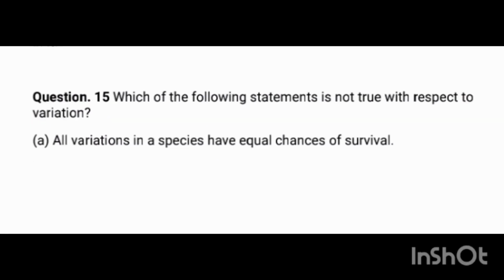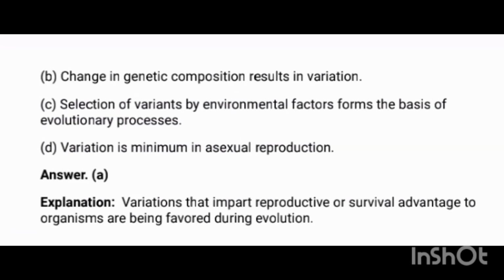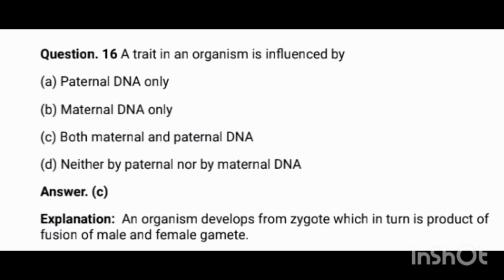Question 15. Which of the following statements is not true with respect to variation? Answer: A. All variations in a species have equal chances of survival. Explanation: variations that impart reproductive or survival advantage to organisms are being favored during evolution. Question 16. A trait in an organism is influenced by. Answer: C. Both maternal and paternal DNA. Explanation: an organism develops from zygote, which in turn is product of fusion of male and female gamete.